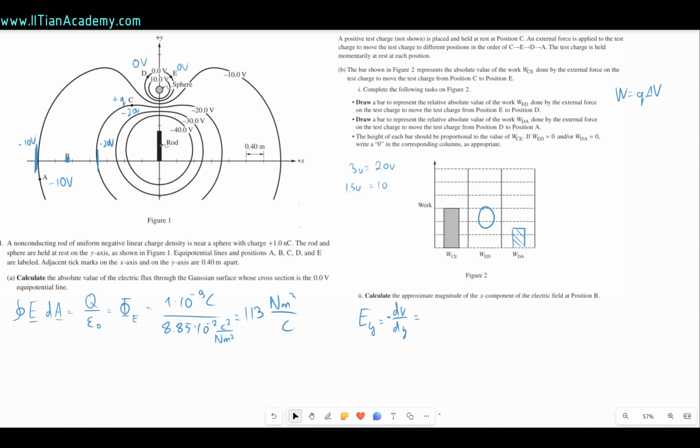So if we consider the distance between these two plates, we're given that one unit is 0.4. So we see that this will be approximately 1.4 meters, in which it changes 10 volts. So this will be 10 over 1.4, which will give us an electric field strength of 7.1 volts per meter.